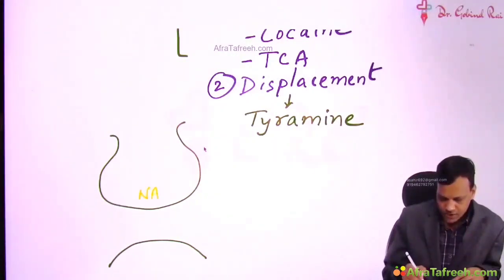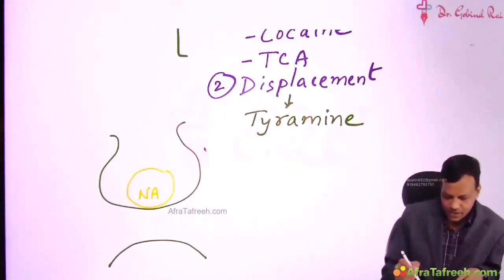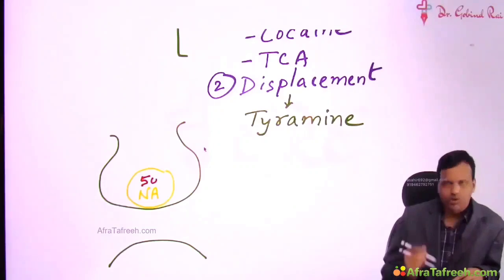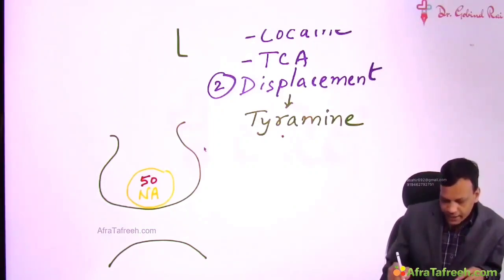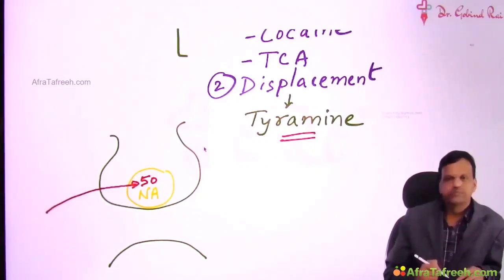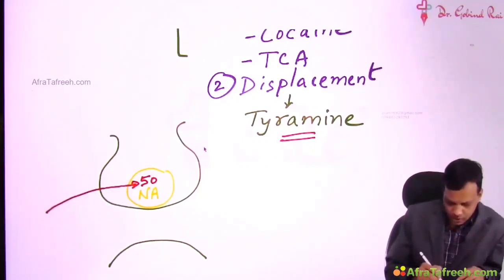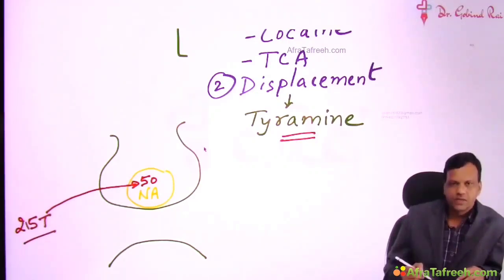Now we know that noradrenaline is stored in this vesicle, and every vesicle has a fixed capacity. Suppose this is able to store 50 molecules of noradrenaline. So normally all of them are neurotransmitter. If we give a drug like tyramine, which has the capacity to enter the vesicle, suppose we give 25 molecules of tyramine. So these 25 molecules of tyramine will enter the vesicle. So total will become 75 molecules in the vesicle, but it cannot store 75.